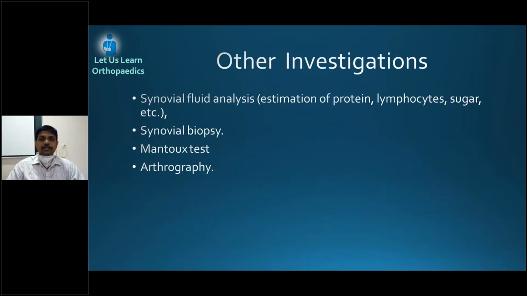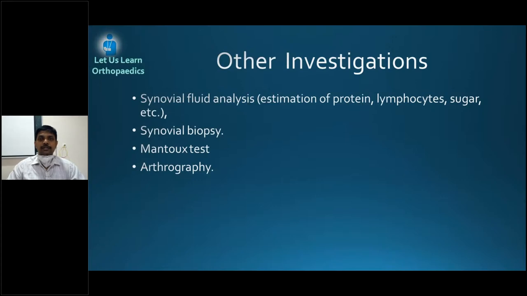And what are the other investigations other than blood, MRI, X-rays? Basic would be blood, X-rays and MRI. What are the other investigations you will do? Synovial fluid analysis. You should estimate the amount of protein, lymphocytes, sugars. So the sugars will be down, proteins will be elevated and the lymphocytes will be elevated in TB hip. And the most important confirmatory test is always biopsy. So biopsy is always the confirmatory test.